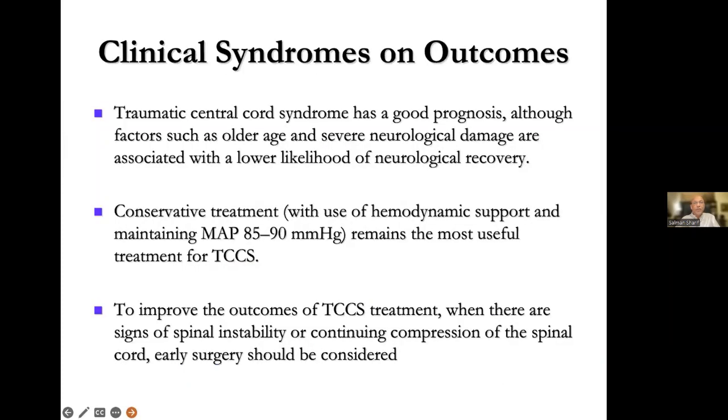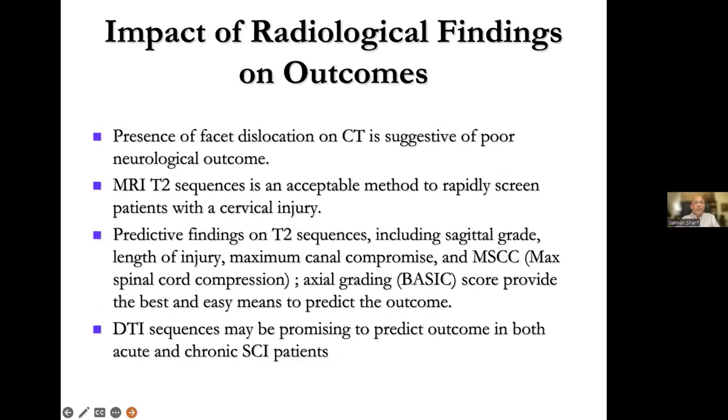Clinical syndromes on outcome, we have talked about that. Obviously, conservative treatment alone, with 85 to 90%, remains the most useful treatment for traumatic spinal cord injury. To improve the outcome, when there are signs of spinal instability or continuing compression of the spinal cord, early surgery should be considered. Impact of radiology: presence of facet dislocation on CT is suggestive of poor neurological outcome.